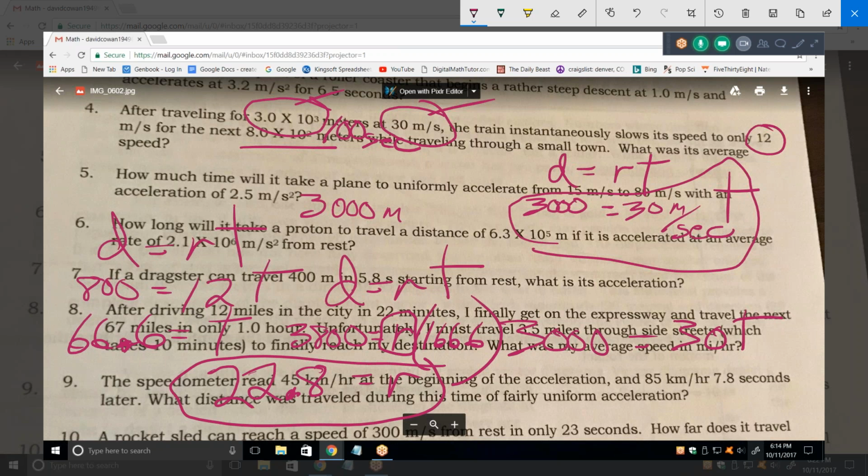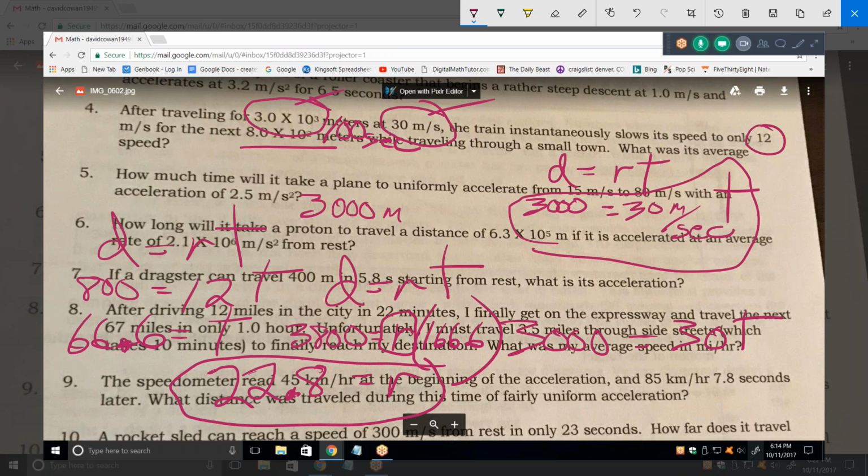It's very important to think about this in this way. In other words, we did not come up with the average by taking the average of 30 meters per second and 12 meters per second. That would have given us an average of 21 meters per second. Right. That's not the way you do these problems.